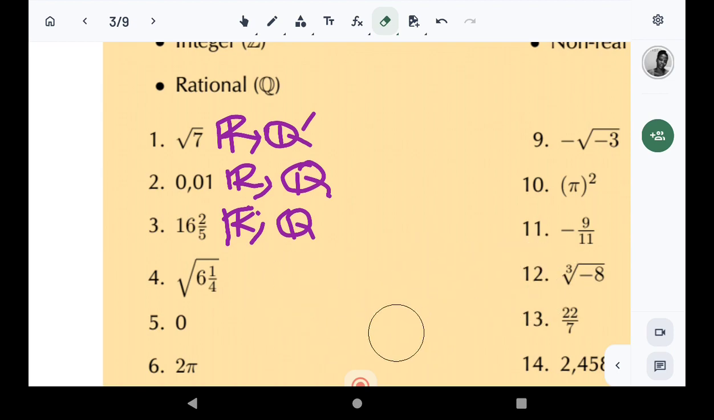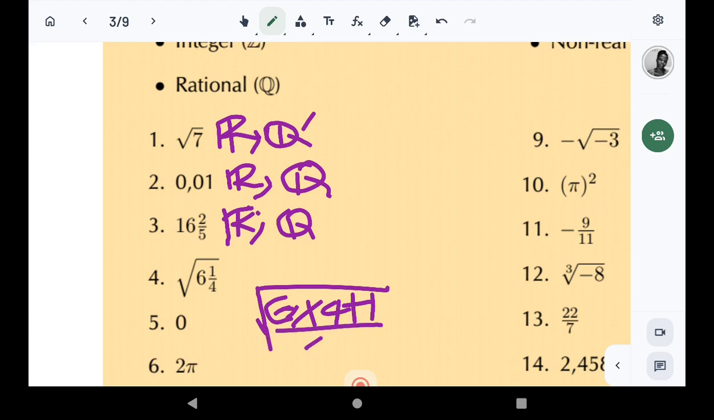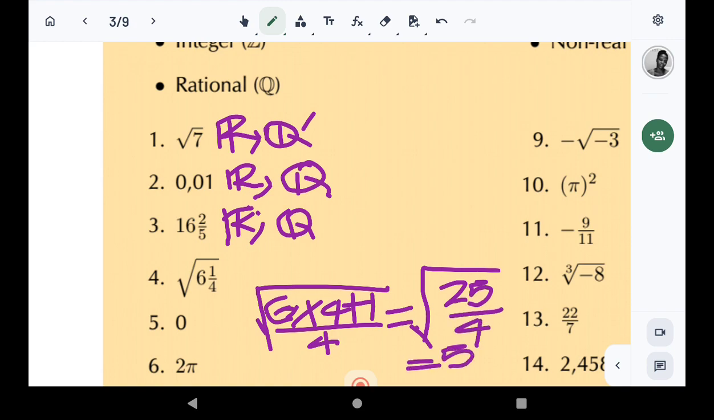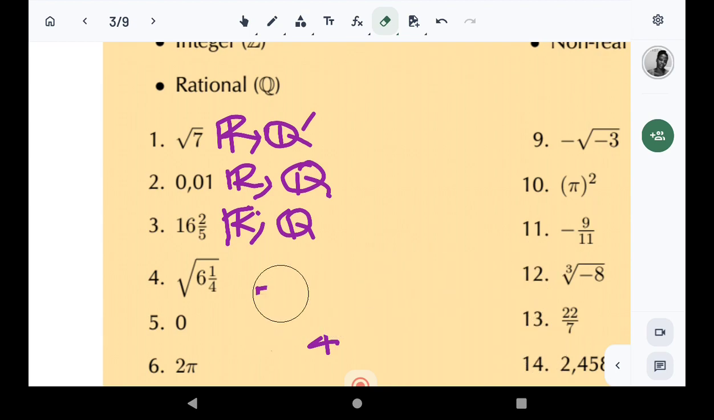The square root of 6 and a quarter. That is the square root of 6 times 4 plus 1 over 4. 6 times 4 is 24 plus 1, that's 25. That's the square root of 25 over 4. The square root of 25 is 5 over the square root of 4, which is 2. So that is a real number. It's a rational number. Yes. It's not an integer. It's real, rational. But that's where it ends.